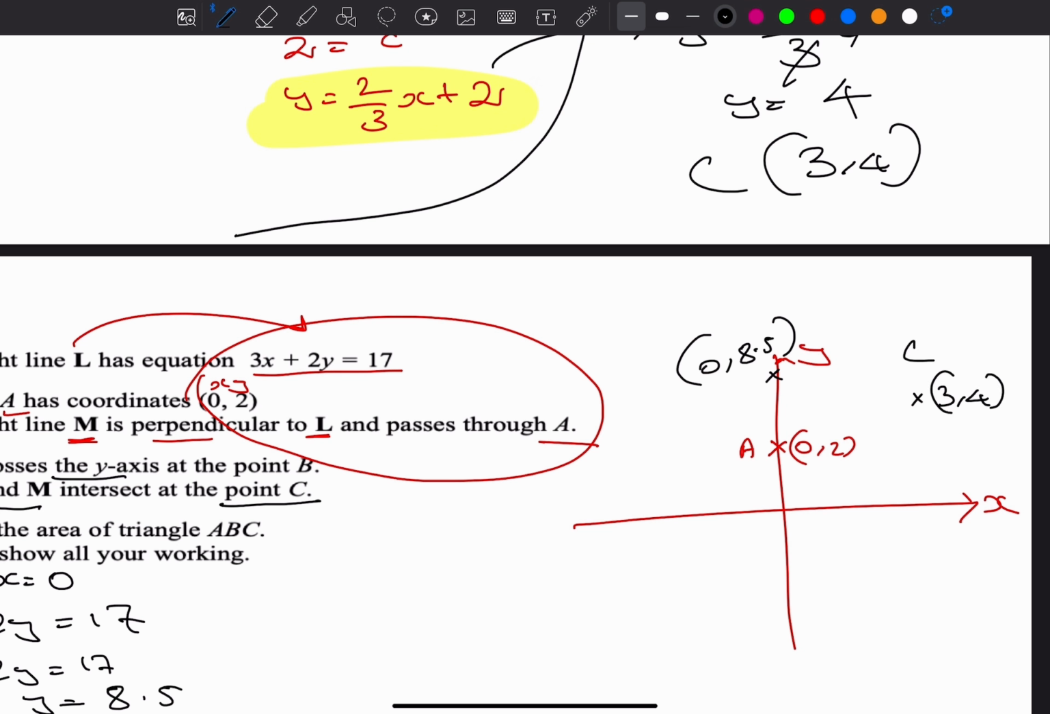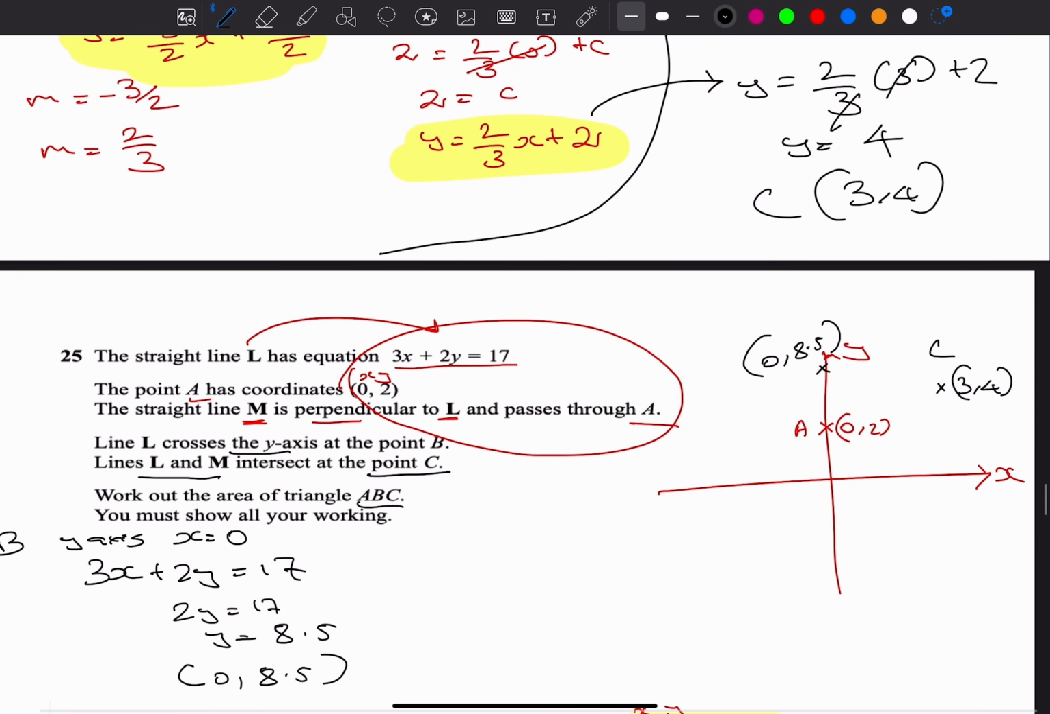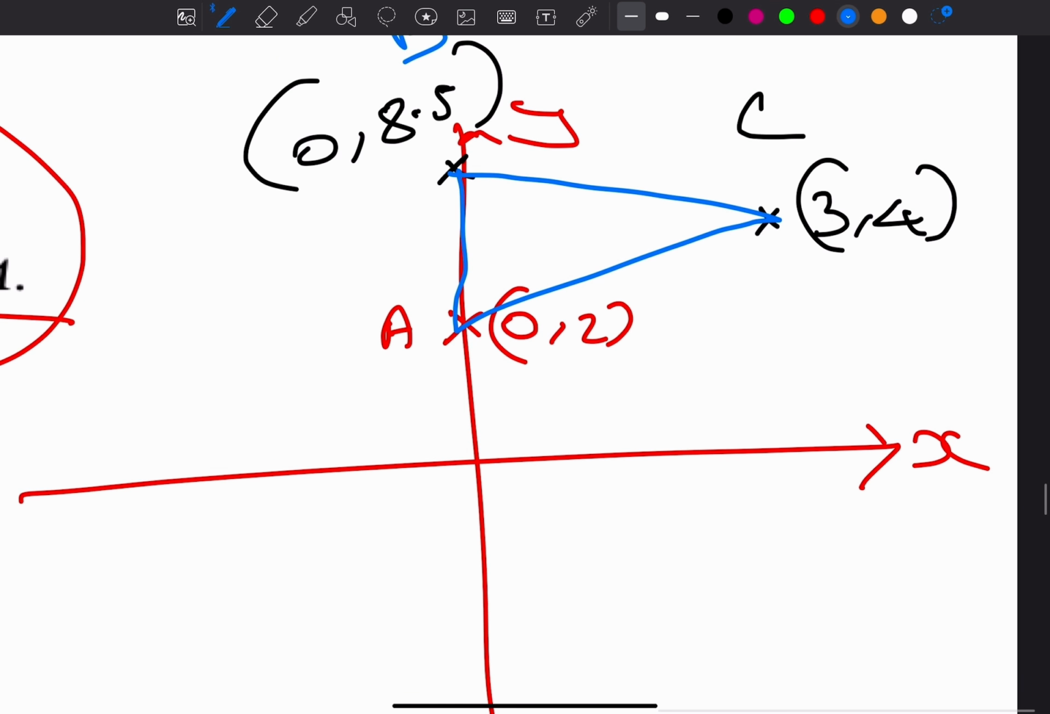And what do they want? Area of ABC is this triangle they want. So in this triangle they want this area. What is the base? A lot of people think the base is that way. No, it's this way, it's easier. So here to here is your base. How much is the base? 8.5 to 2, that makes it 6.5.